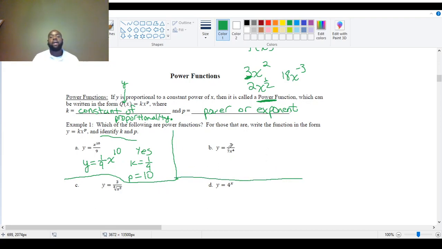Let's go to part B here. We have a variable in the denominator. Whenever you have a variable in a denominator, there's a rule of exponents that says 1 over x to the n is the same thing as x to the negative n. You call it the reciprocal rule. So if I don't want something to be in my denominator, I can bring it out of my denominator by using the opposite exponent. So since that's a +4, this can be written as 2/7 times x to the -4th power. So here my k would be 2/7 and my p would be -4. So yes, it is a power function.